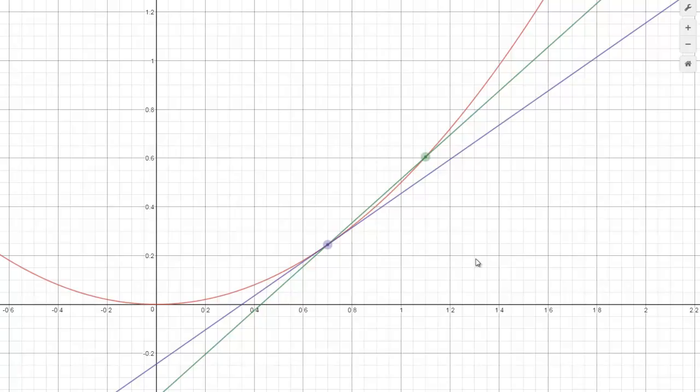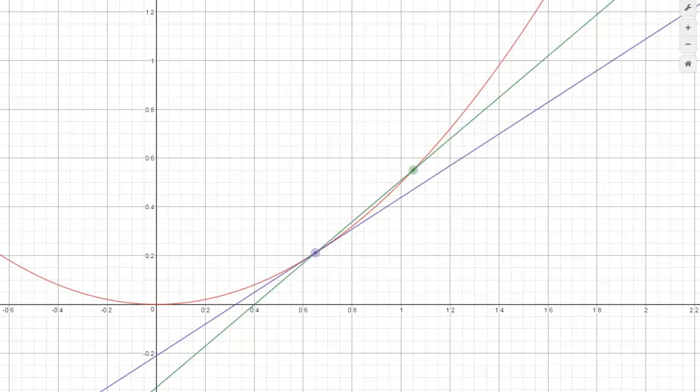Now notice what's going on here. The green line passes through the point in question, the purple point, and another point on the red curve. Notice that the green line is kind of similar to the purple line. It's not exactly it, but it's not too far off. But watch what happens as I move the green point closer to the purple point. Watch how the green line will get closer and closer to the purple line.